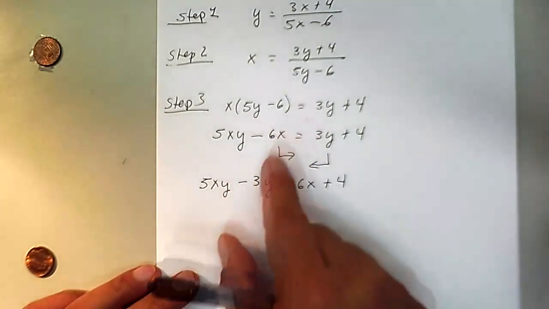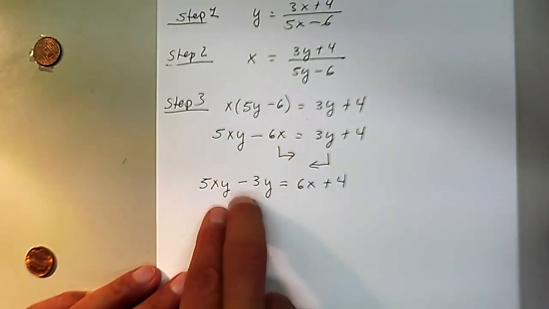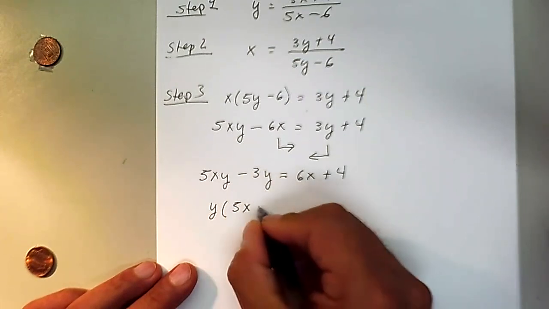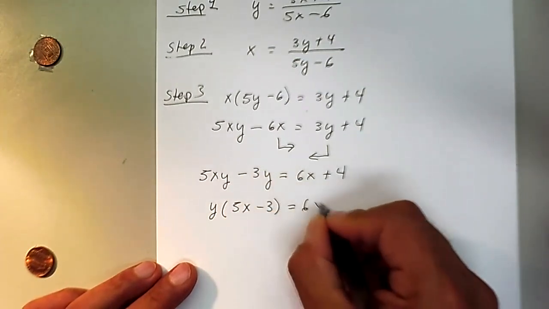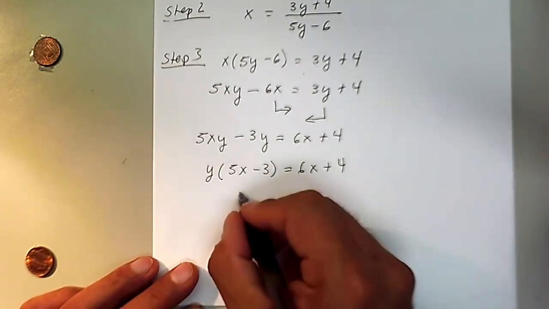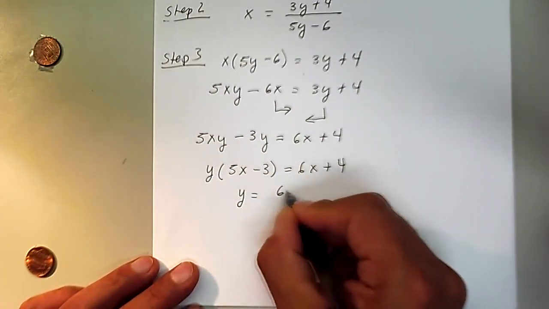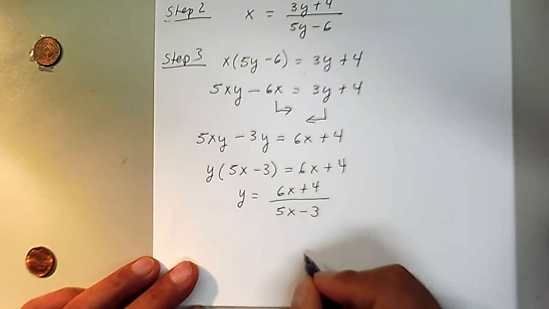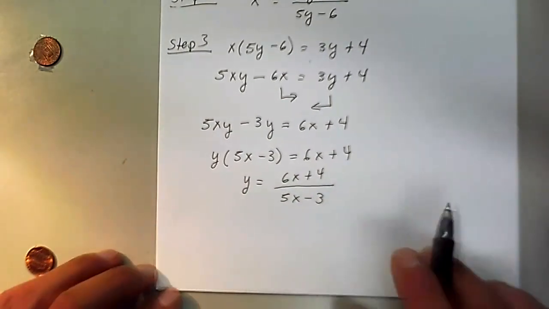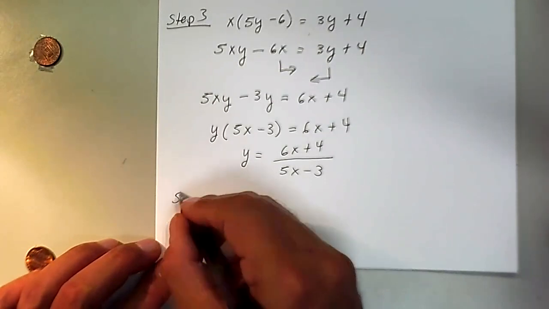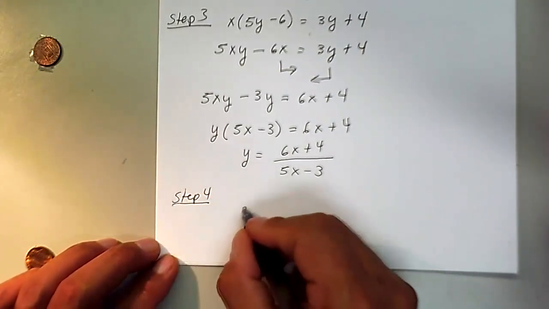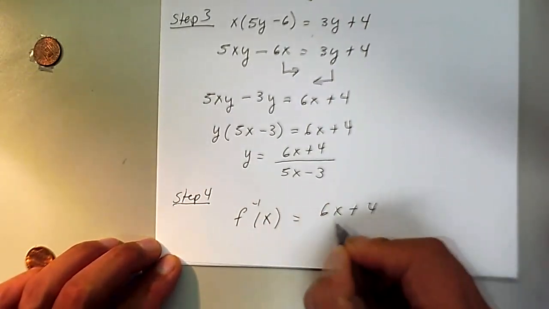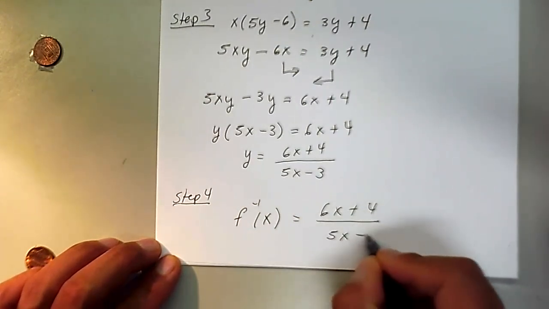Okay, remember we're solving for y. Now that the y's are together, factor them out. So y quantity 5x minus 3 equals 6x plus 4, which means y has to be 6x plus 4 divided by 5x minus 3. Finally, we have the y by itself, and now we can finish with step 4, which is an easy one. Rename the function as inverse of x is 6x plus 4 over 5x minus 3.